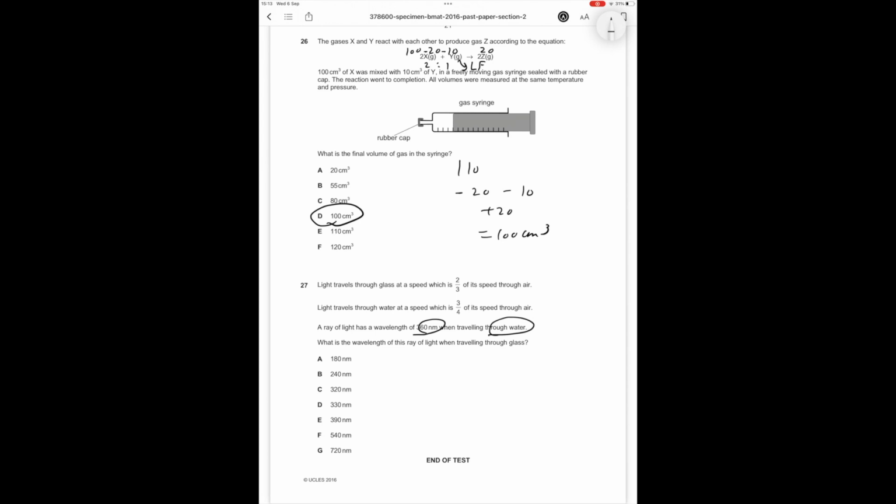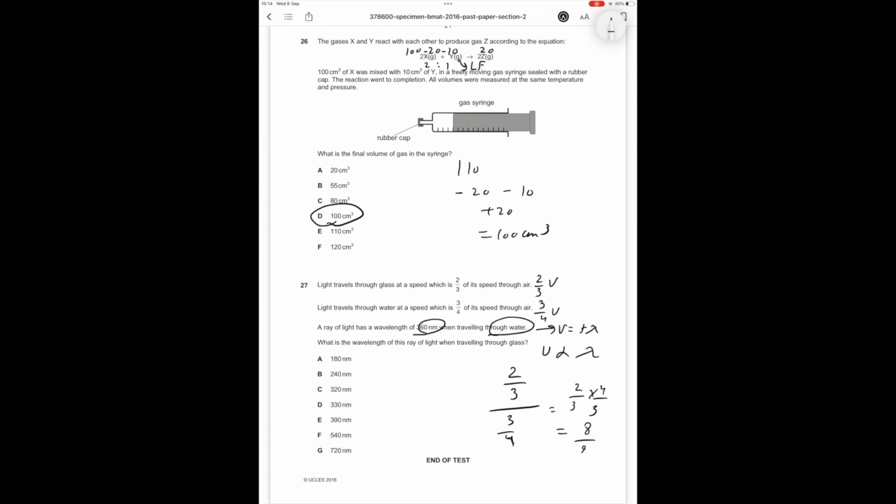Okay, so if we call the speed of light in air v, in glass it's 2/3 v, in water it's 3/4 v, and the equation we're working with is v is equal to f lambda. So v is proportional to lambda. The larger the velocity, the larger the lambda. So if we then compare the speed of light in glass and water, we do 2 over 3 over 3 over 4, which is equal to 2 over 3 times 4 over 3, which is equal to 8 over 9.